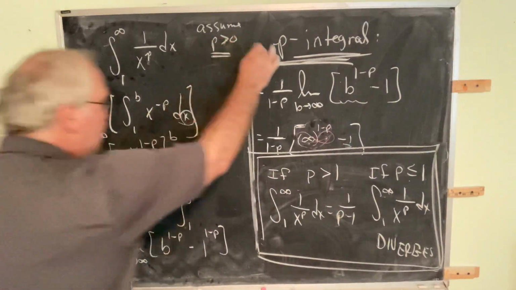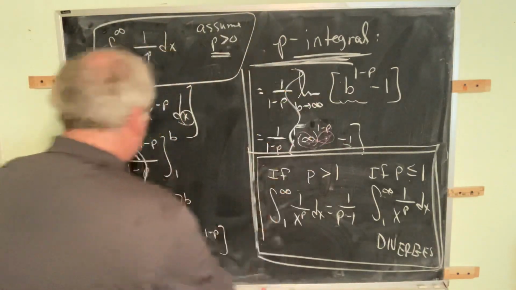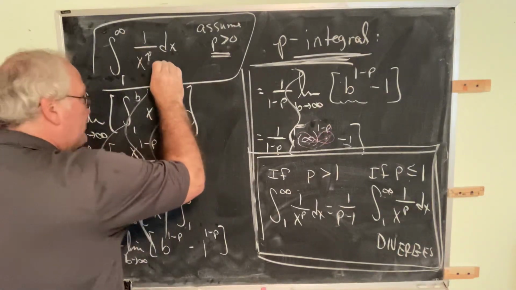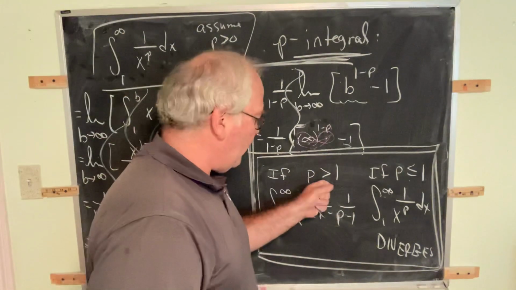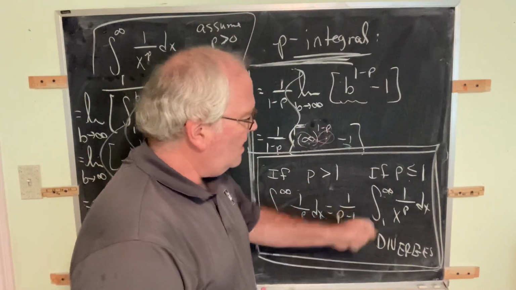So, p integrals. You do not need to do all this stuff. That's just where it comes from. What you need to know is that the value of a p integral, if p is greater than 1, is 1 over p minus 1. If p is less than 1, it diverges.